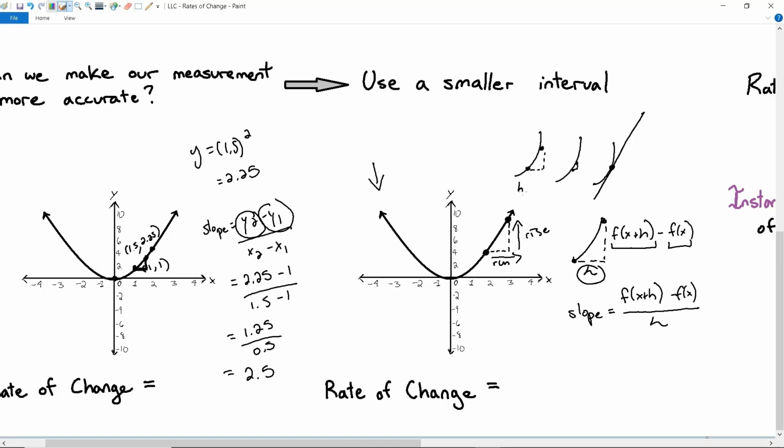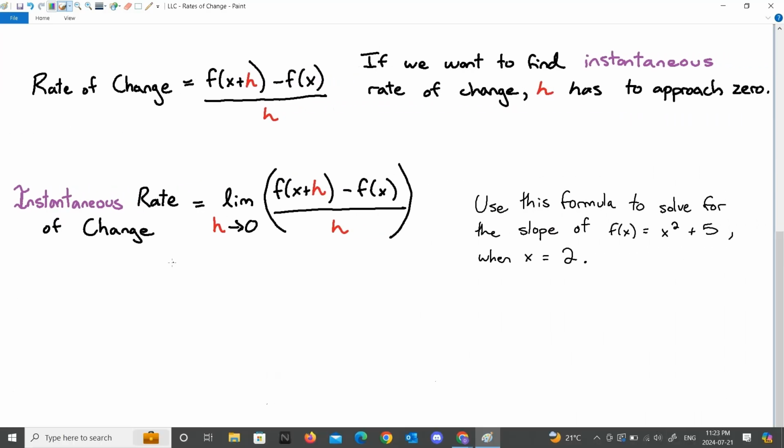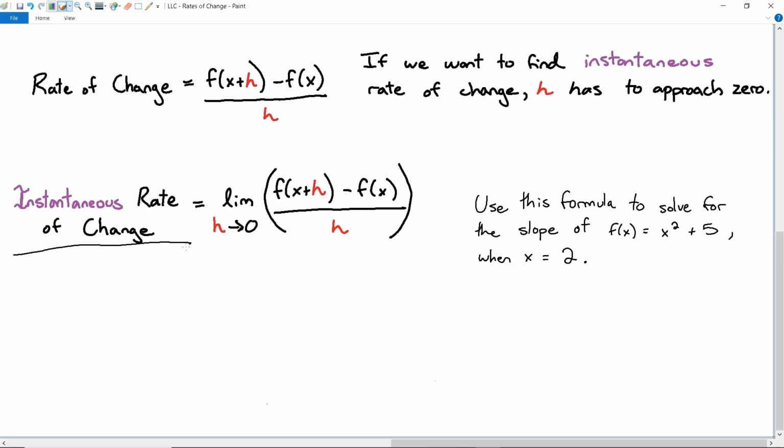So as h approaches 0, this is basically what's happening with our interval. And we're getting closer and closer to the most accurate representation of slope, at least instantaneous slope. So this is basically how we would write out the instantaneous rate of change. We have our rise over run equation here, and we're setting the limit of h as it approaches 0.